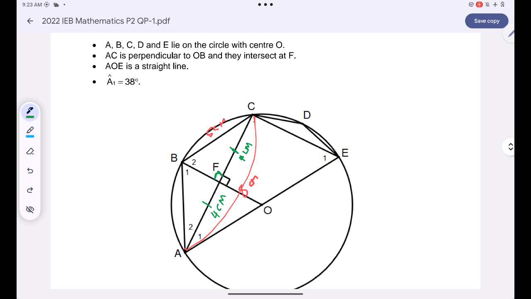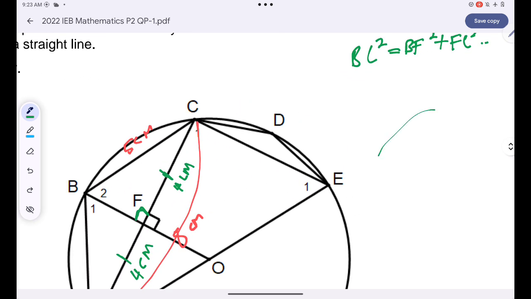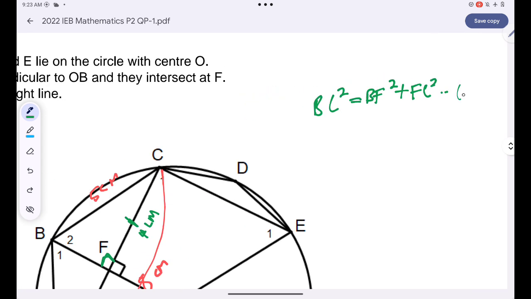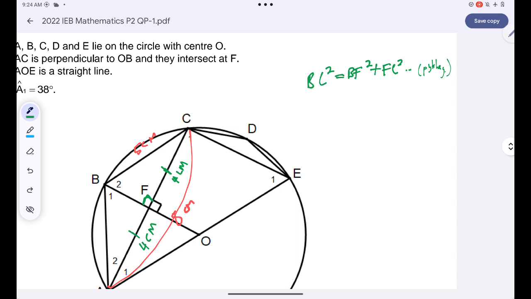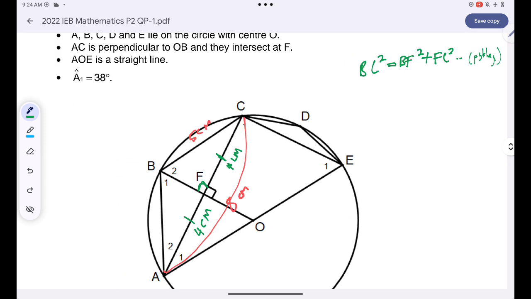I can therefore use the Pythagoras theorem. I know that BC squared is equal to BF squared plus FC squared. I can indicate the reason over there. I'll just write Pythag, just to show that I've used Pythagoras theorem. BC squared is 5 squared. BF squared, I don't know the value of BF, that's what I'm looking for. And then FC is 4.